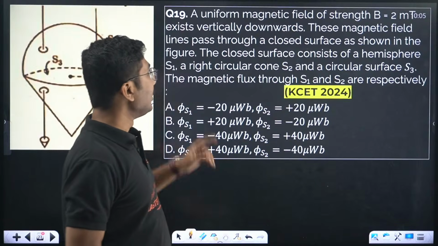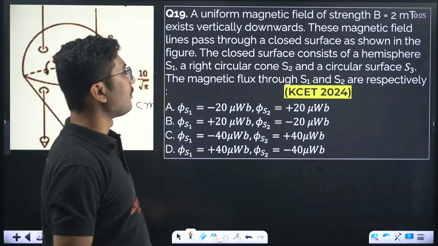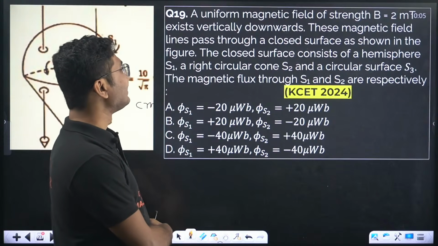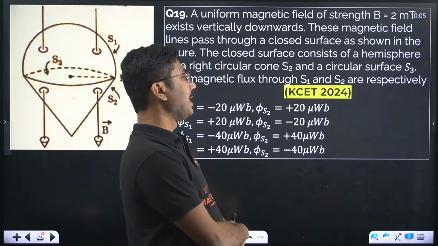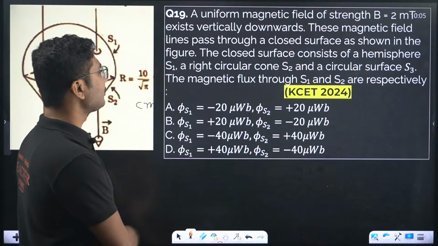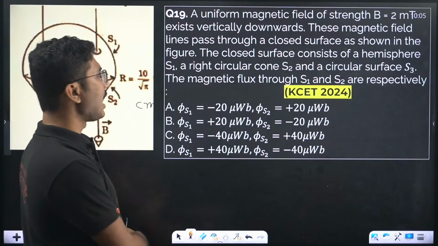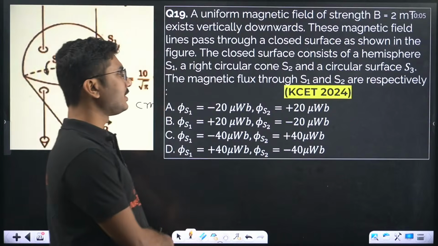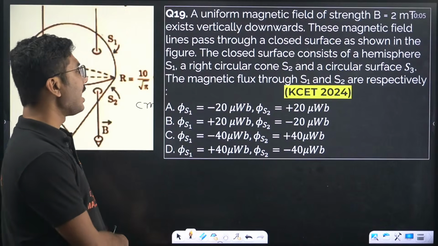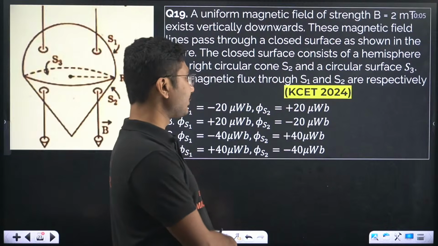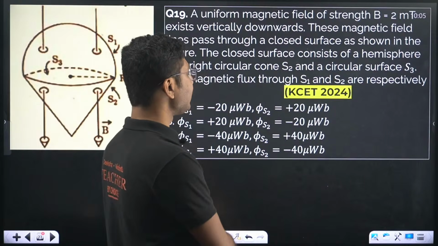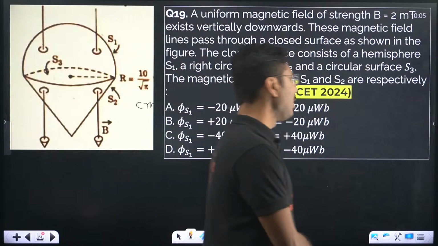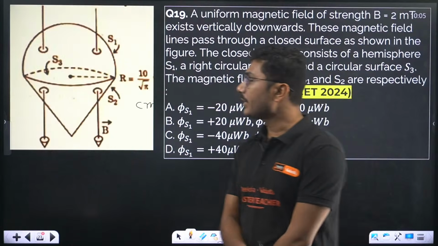Okay, a uniform magnetic field of strength B equals 2 millitesla exists vertically downwards. These magnetic field lines pass through a closed surface as shown in this figure. The closed surface consists of a hemisphere S1, a right circular cone S2, and a circular surface S3. The magnetic flux through S1 and S2 respectively. So here we have a diagram.